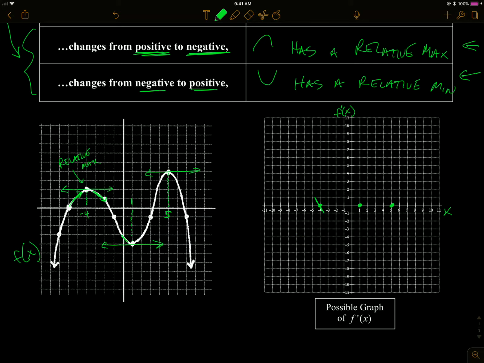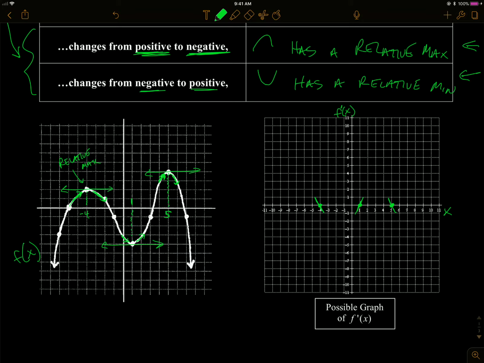So here at this 0, it's switching from decreasing to increasing, which means the derivative went from negative to positive. Then over here at this 0, it went from increasing back down to decreasing. So the derivative switched from positive down to negative.